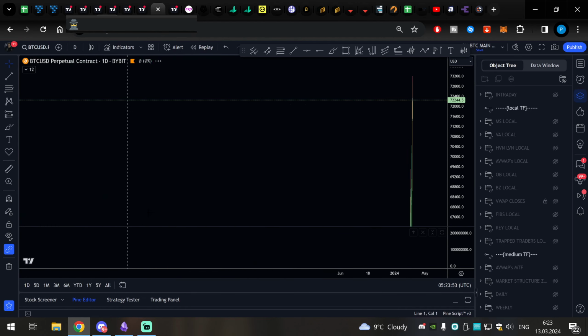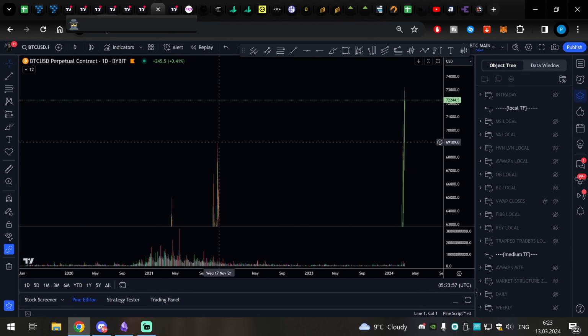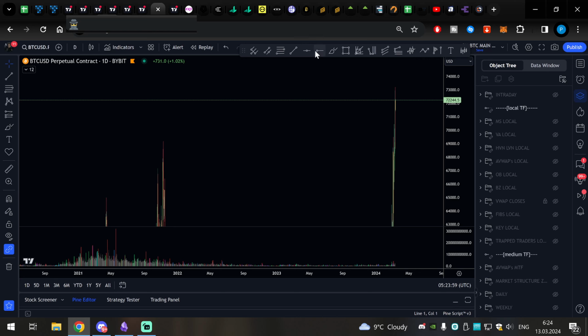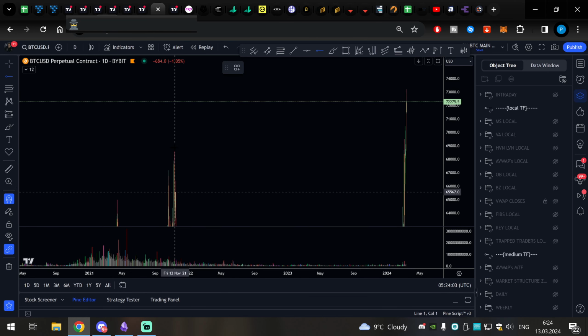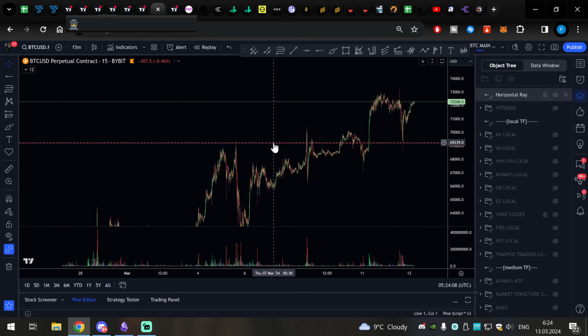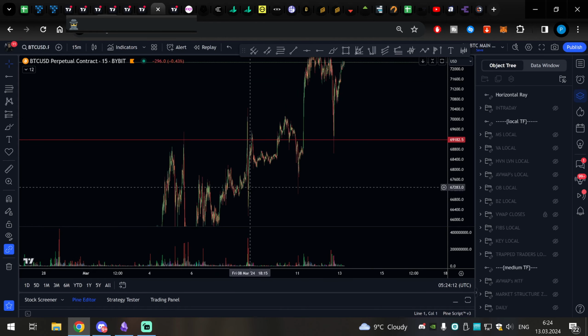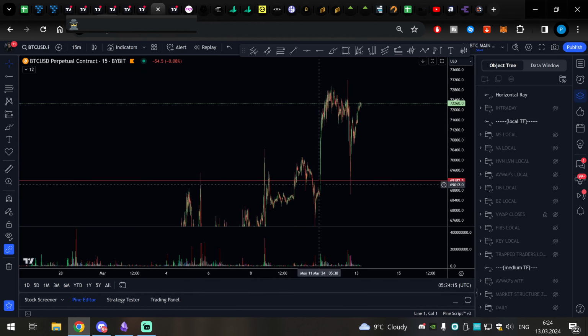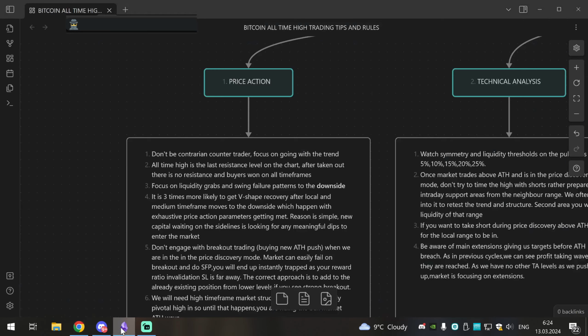Let's go to the daily time frame. So I just need to mark this high here. So this high was taken out. Let's go like this. Okay, so we will know we are at all-time high territories. First, we've got a swing failure pattern, that's fine, but now we finally got a big breakout to the upside. So this whole region is now all-time high trading. Now, again, this rule: focus on liquidity grabs and swing failure patterns to the downside.